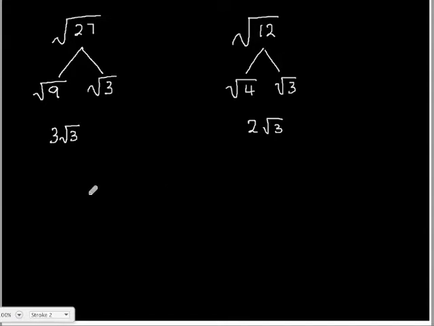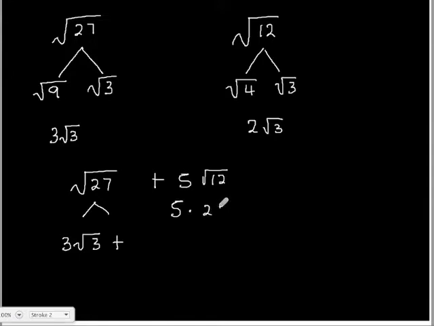So what this means to us is that if you had a problem which was root 27 plus 5 root 12, and you notice that they're not like radicals here, you can simplify them as I've shown above and convert it to 3 root 3 plus, and this one will turn into 5 times 2 root 3, which will become 10 root 3, and your final answer will be 13 root 3. So now you can add them.